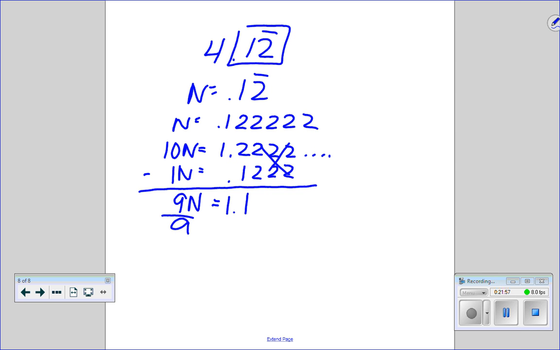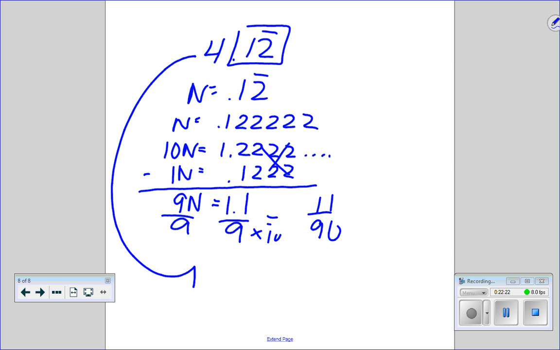By 9, but I'm going to multiply by 10, so it's 11 over 90. I think that's right. I had to subtract, and then I had to multiply by 10. And then at the end, you'll do 4 and 11 ninetieths. That's all.